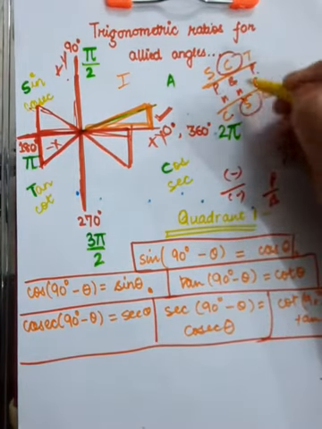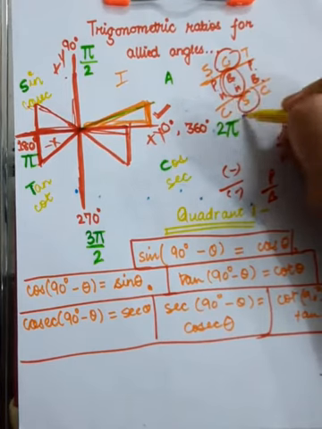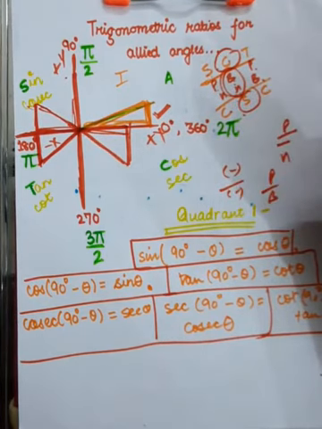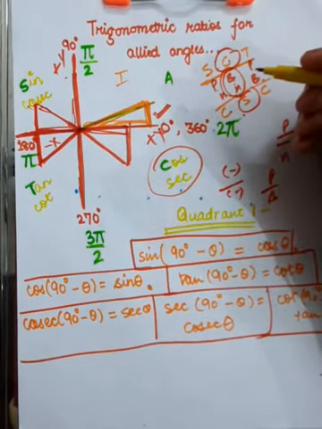Cos and secant are the only quantities which do not involve the perpendicular. Cos is b by h, secant is h by b. So in this quadrant, what are positive? Cos and secant. You got my point?